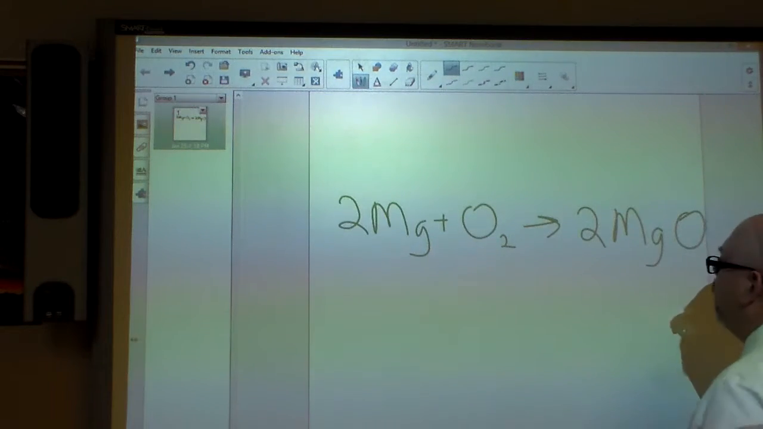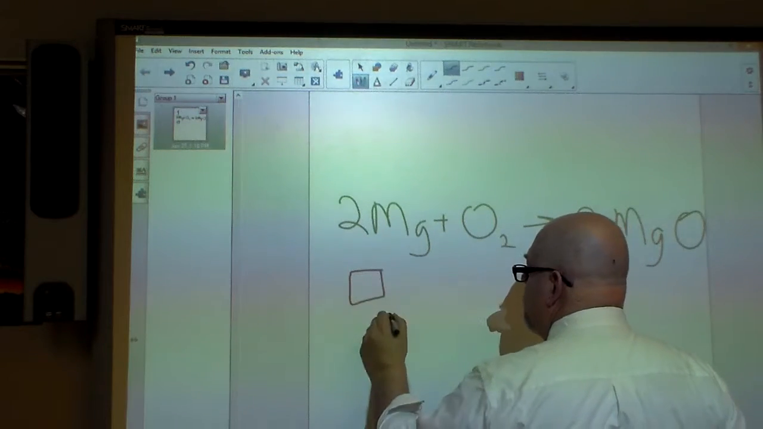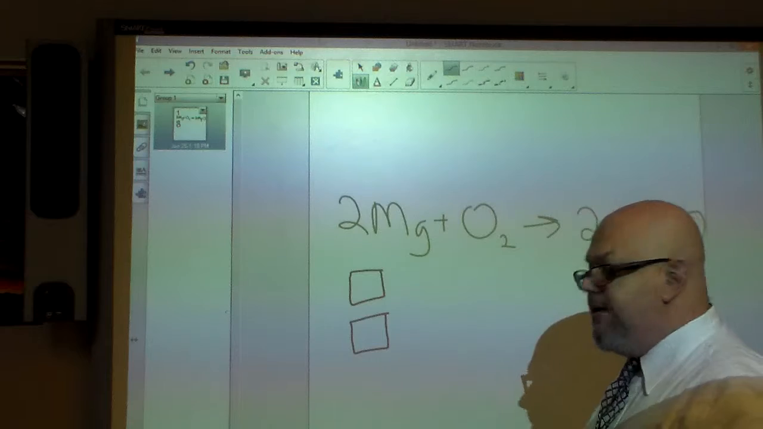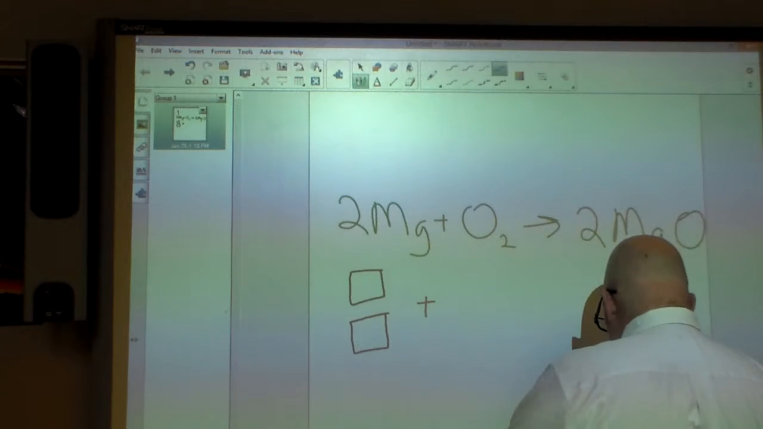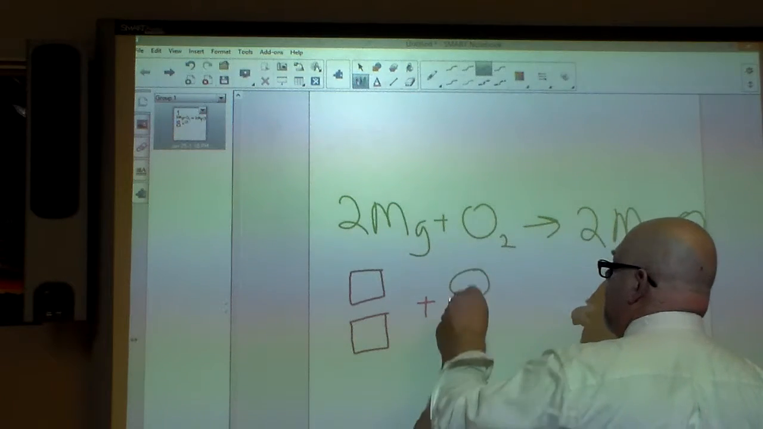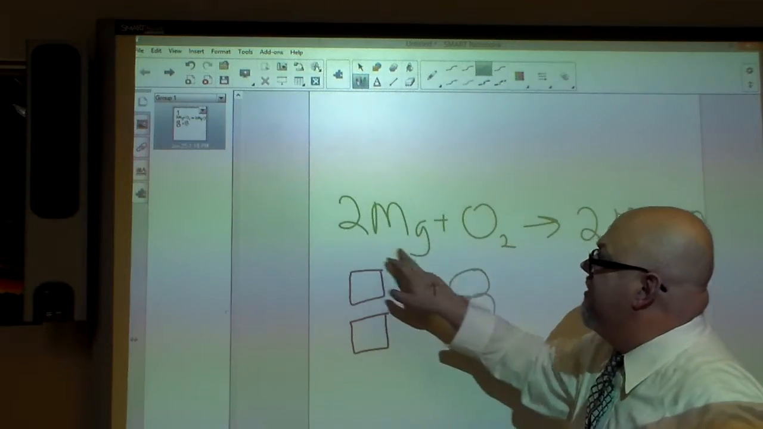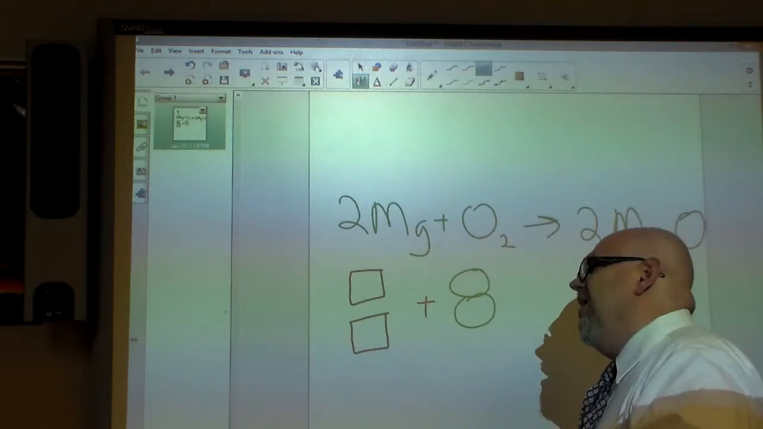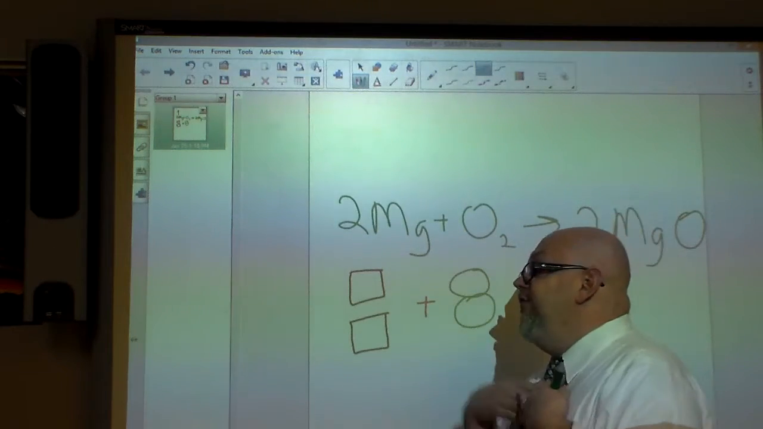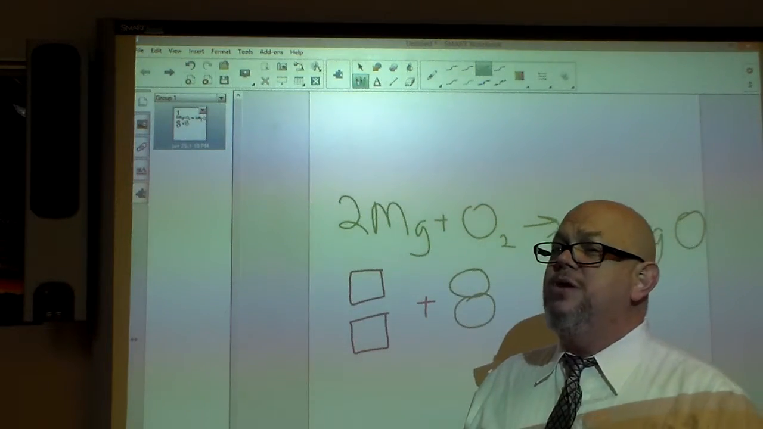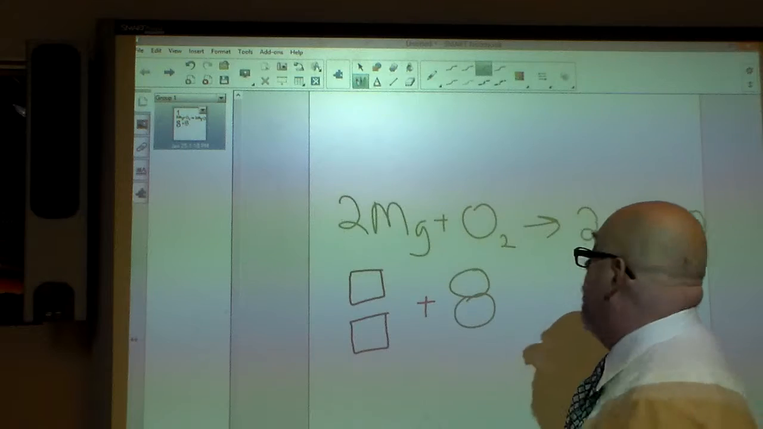So we have 2Mg plus O2 gets us 2MgO. Alright, so I'm going to use squares to represent my magnesiums. And we have a plus. And I am going to use green to represent my oxygen. Now notice I've got two separate distinct magnesiums here, which matches this. Now could I use another shape like a circle or a triangle? Yes. Do they care about the shape that you use? No. If this were to appear in the final exam, do I care what shape you use? No, I don't. Just that you understand and know how to do this.